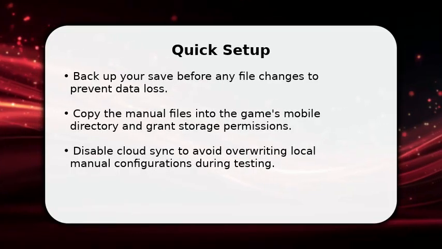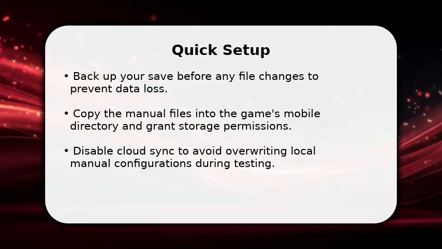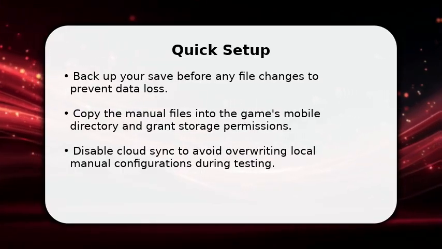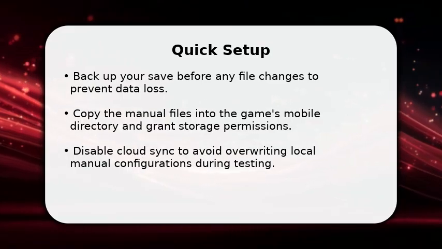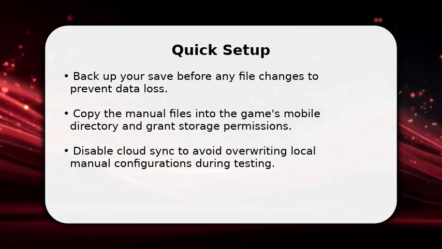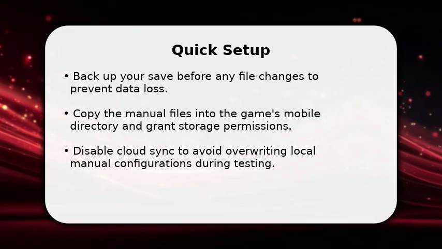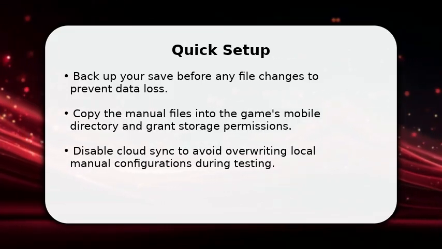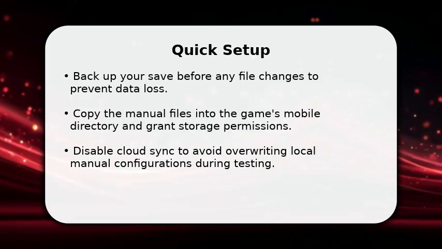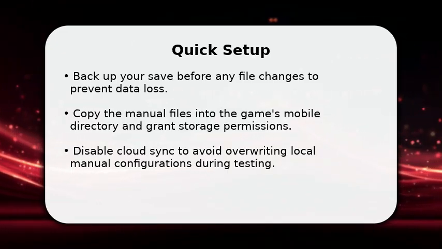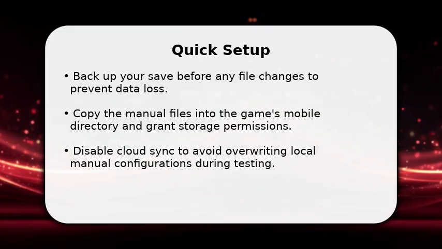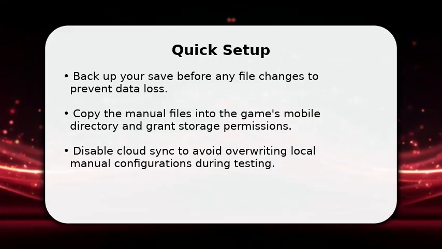In this video, I will explain how to play Grand Theft Auto via the manual in mobile, only ways. Start by backing up your save, then copy the manual files into the game directory on your phone and grant storage permissions. Next, configure touch controls to match the manual layout, disable Cloud Sync to avoid conflicts, and test each control in a safe in-game area until everything responds smoothly and predictably.